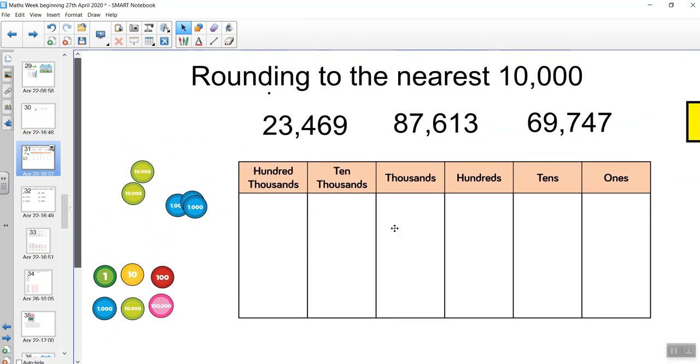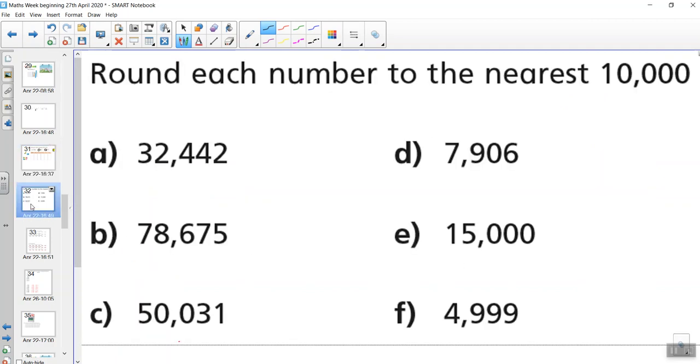Okay, I'm hoping that you rounded 87,613 to 90,000. That was the nearest 10,000. And I'm hoping that you rounded 69,747 to 70,000. That's the nearest 10,000. Well done if you did.